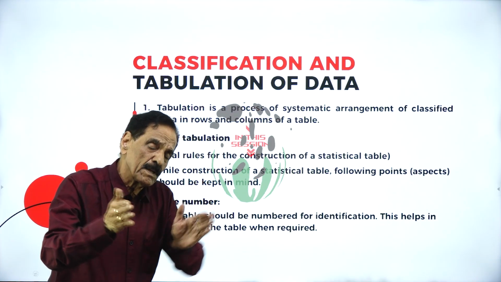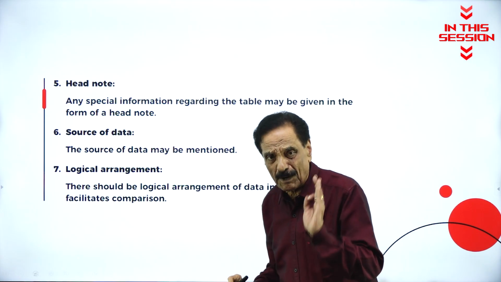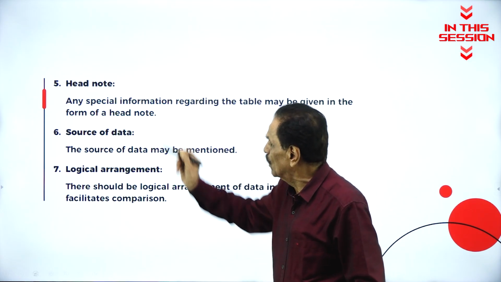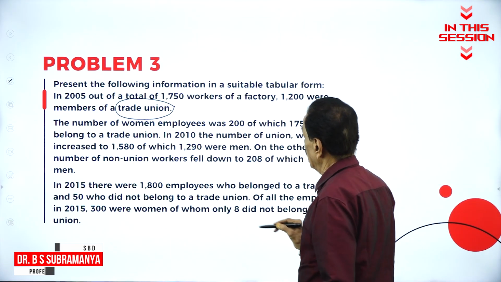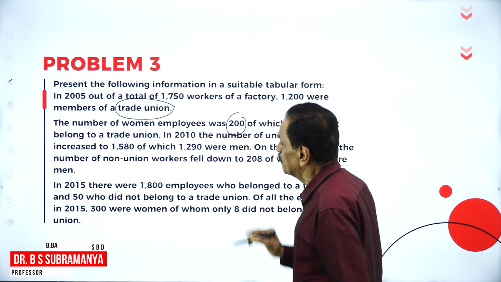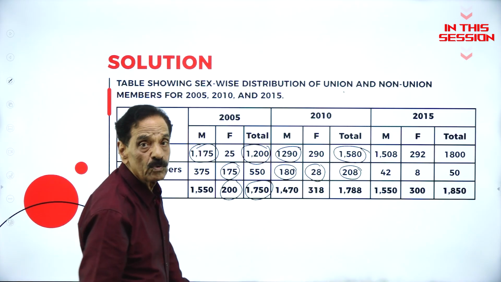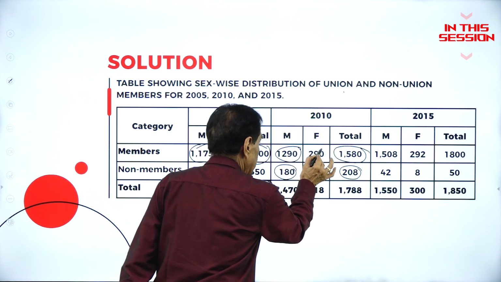Whatever the items come, they should be arranged according to rows and columns. Any special information if you want, we can give in the head note. The number of women employees was 200, of which 175 do not belong to the trade union. Out of 1,590, 1,290 again, the balance is 290.